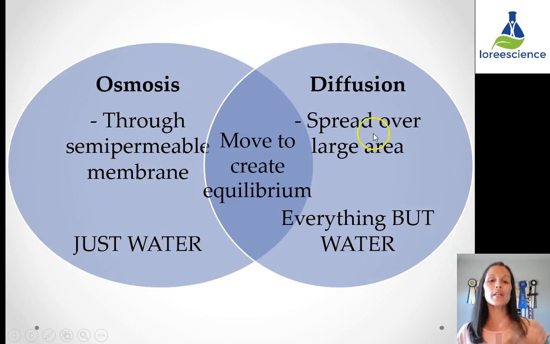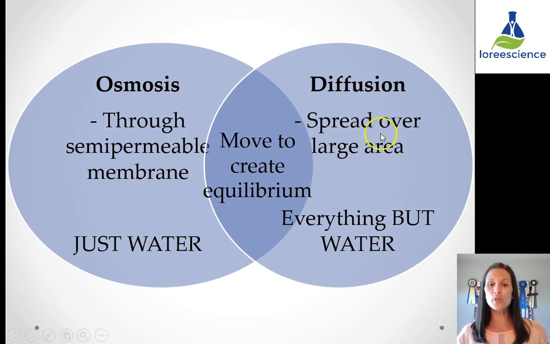So let's compare and contrast osmosis and diffusion. Osmosis, what is unique to osmosis? It has to be through a semi-permeable membrane, and it's only the movement of water, nothing else. Only water is doing the moving in osmosis.